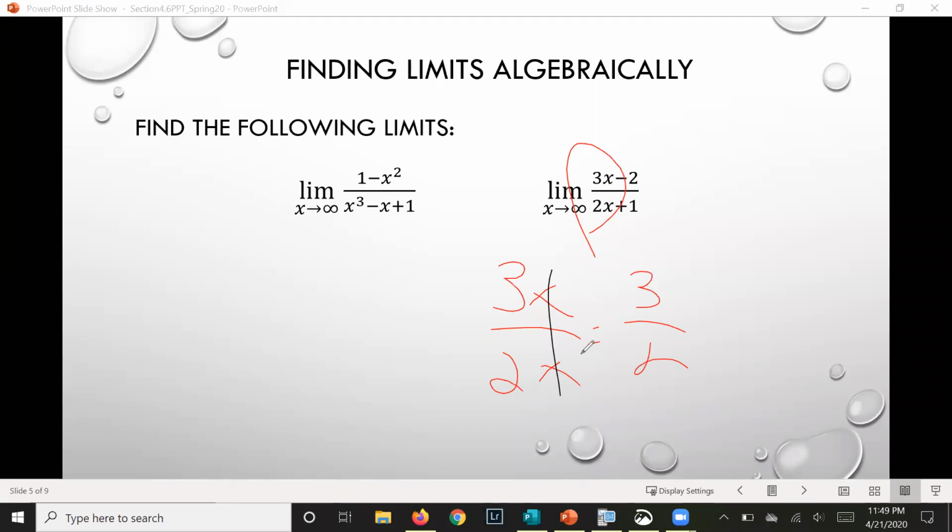Okay. Now I do want us to know how to do the other method though, because that's going to come up in more stuff that we do later on in section 4.6.